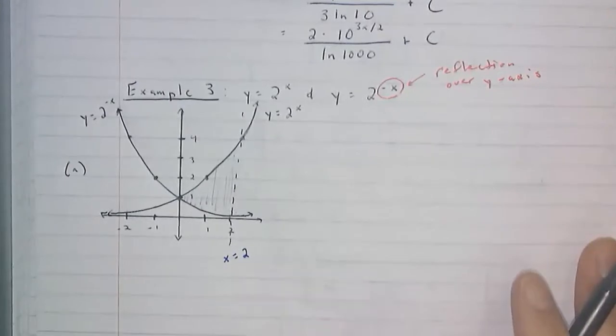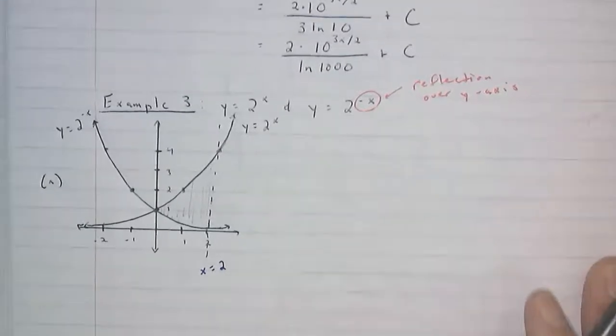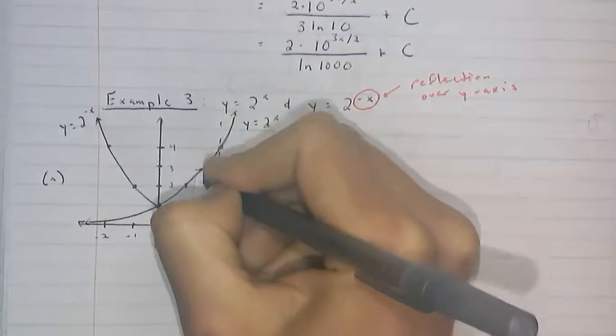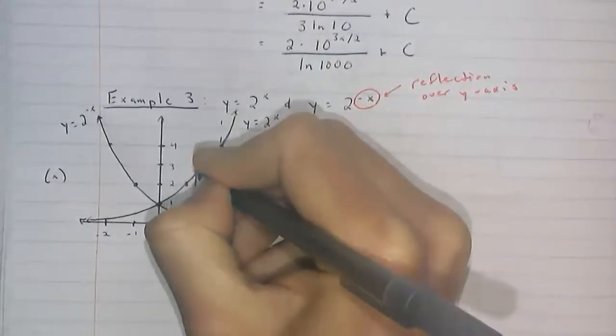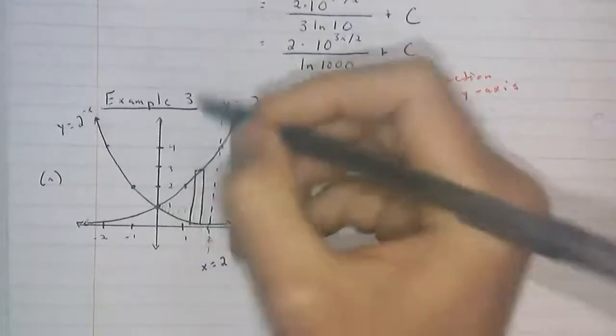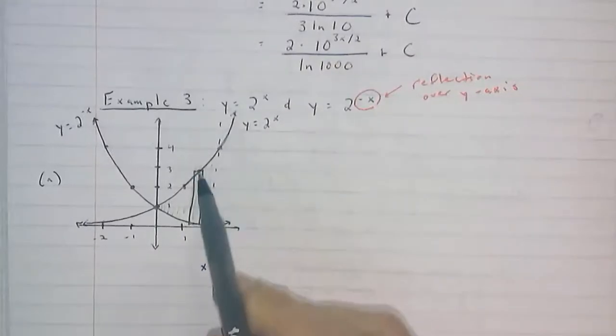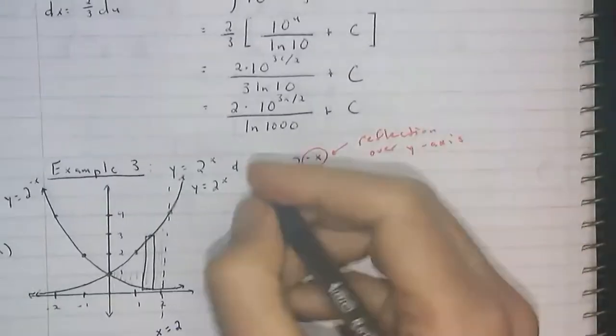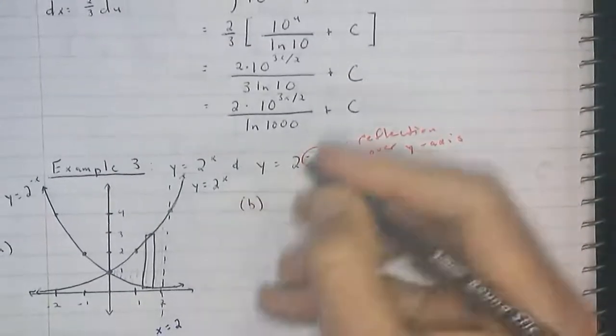Well, since we're a little crunched for time, I'm not going to set up the Riemann sum, but there are some rectangles in here that we could draw, whose heights are the difference between 2 to the x and 2 to the negative x. We could then turn into an integral.